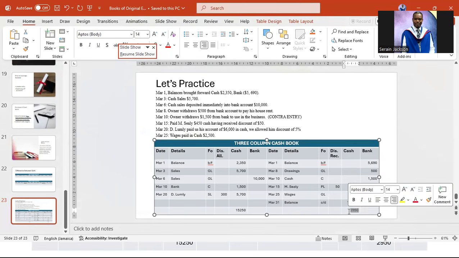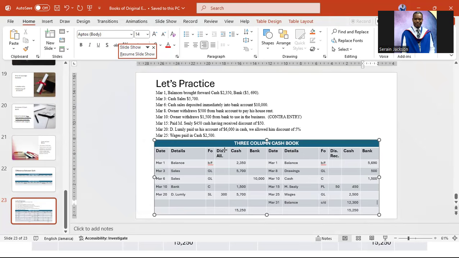We know that both sides are going to be equal to 15,250. So you can put in that information there. We're not going to double line it just yet. Let's wait until we do the bank.